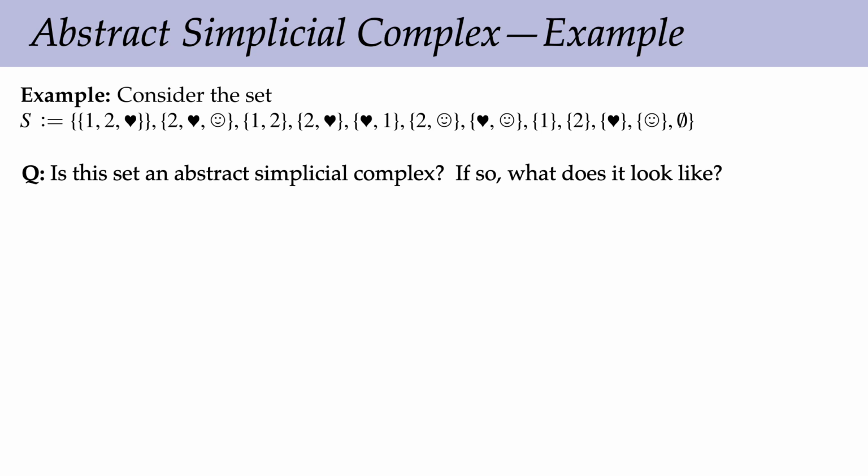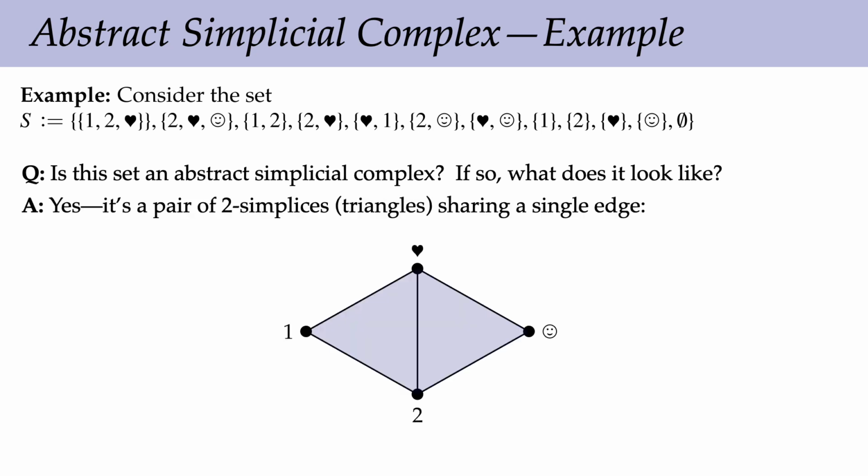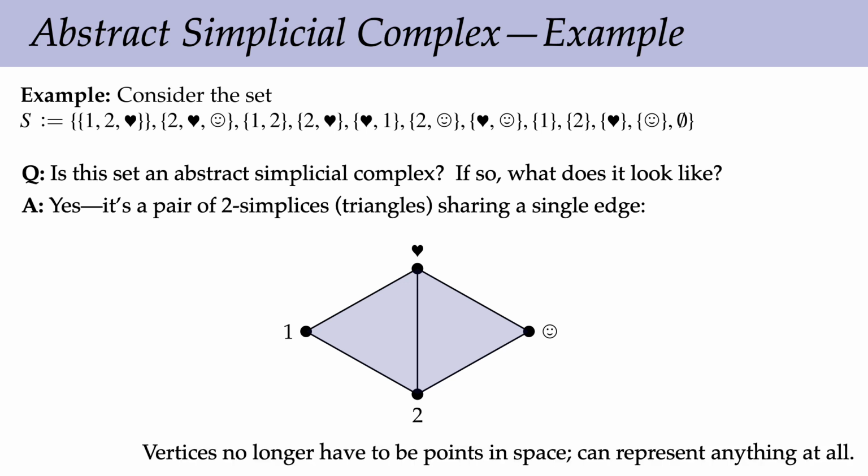Well, I can always draw some picture depicting this abstract simplicial complex. So in this case, if I look at what's going on, I have two simplices, {1, 2, heart} and {2, heart, smiley}. I notice that they share a common face, {2, heart}. So that sounds like a pair of 2-simplices, a pair of triangles sharing a single edge. And indeed, I can draw that out in the plane, for instance. But the important point is that vertices of our abstract simplicial complex no longer have to be points in space. They can represent anything at all, any kind of data.